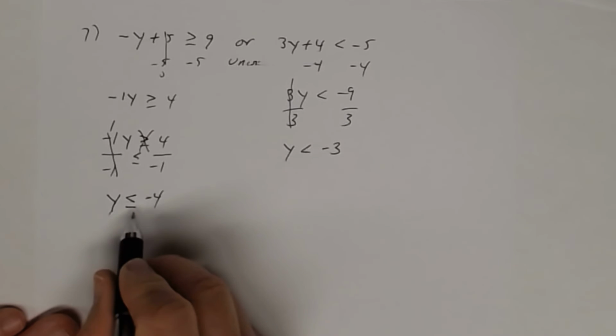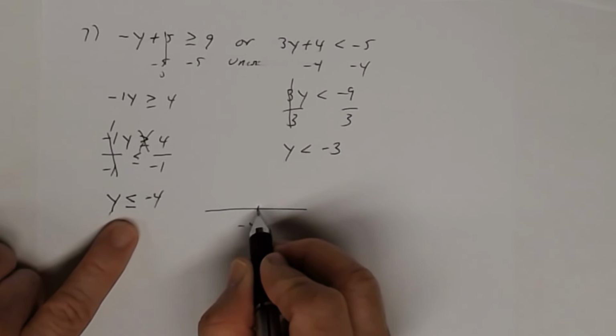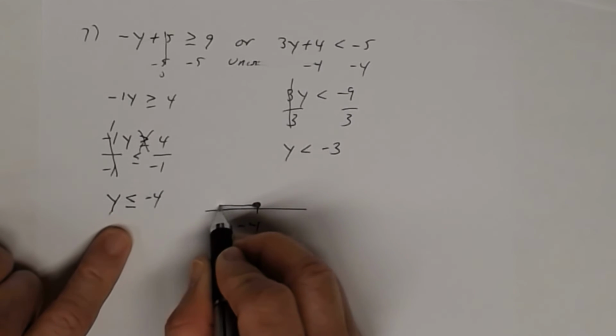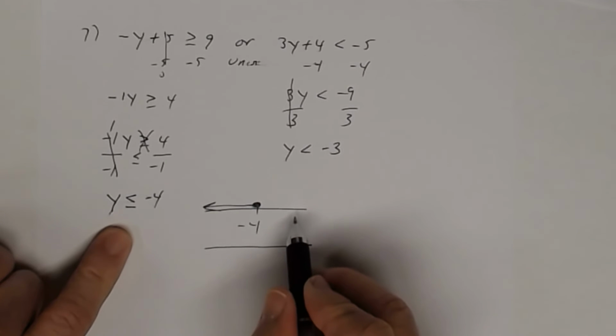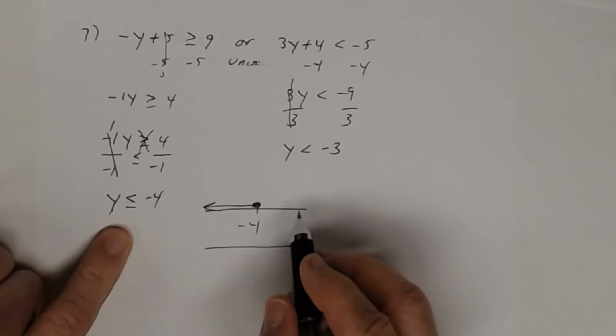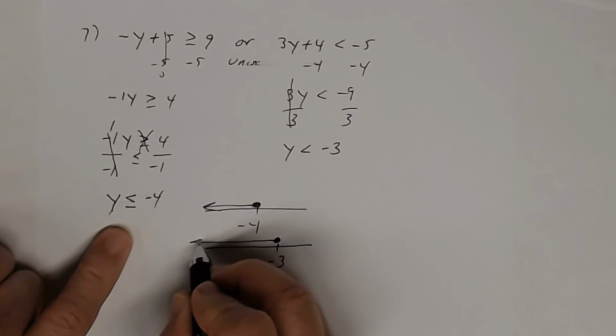So watch this. Here's negative 4, and closed circle going to the left. And then here's negative 3. Now be careful, negative 3 is to the right of negative 4, so make sure you put it in the right place. And then going this way as well.